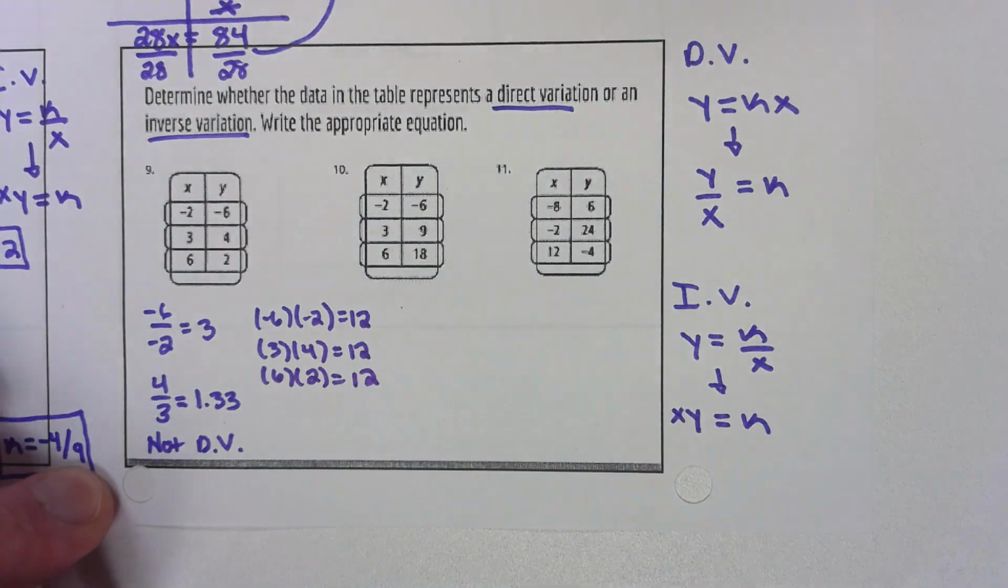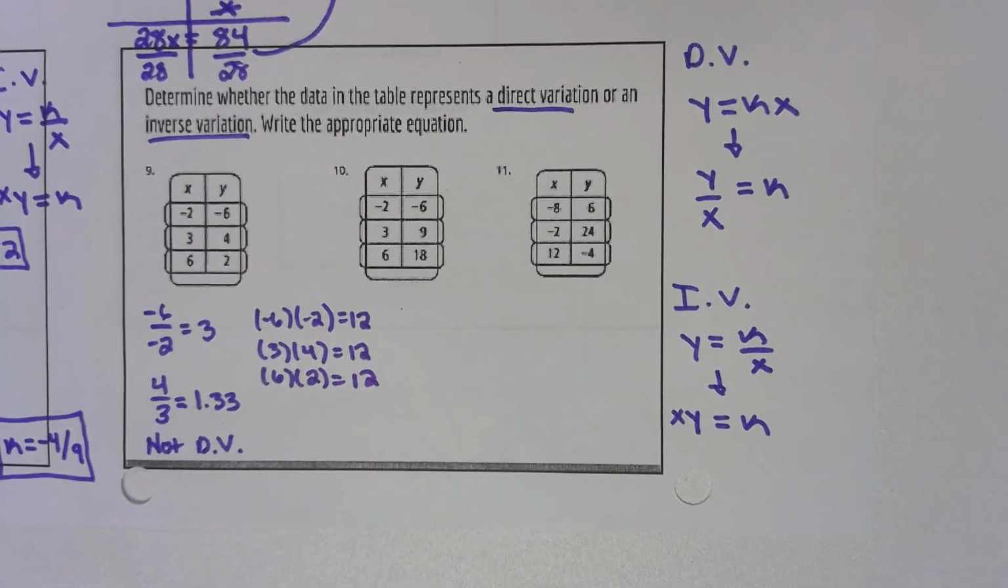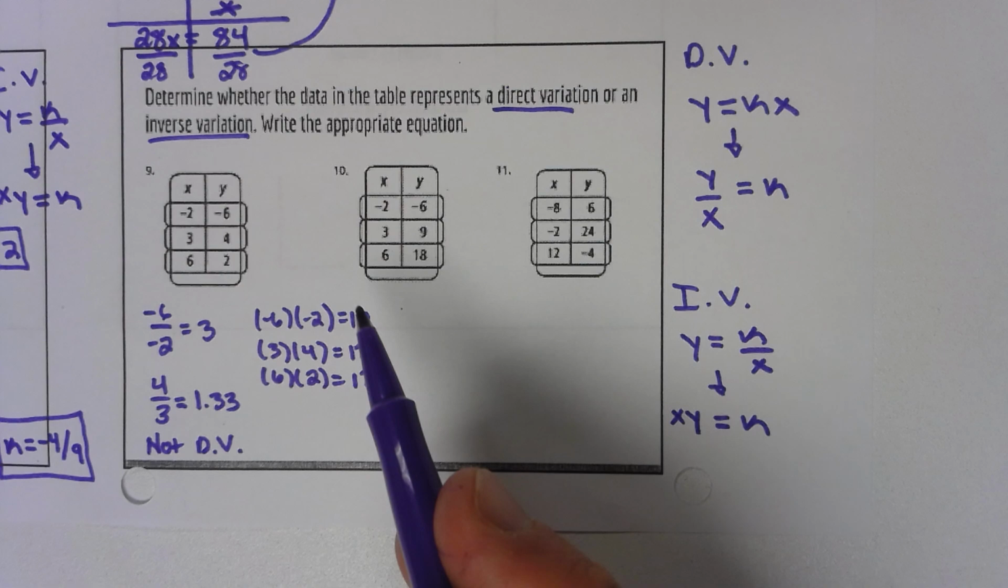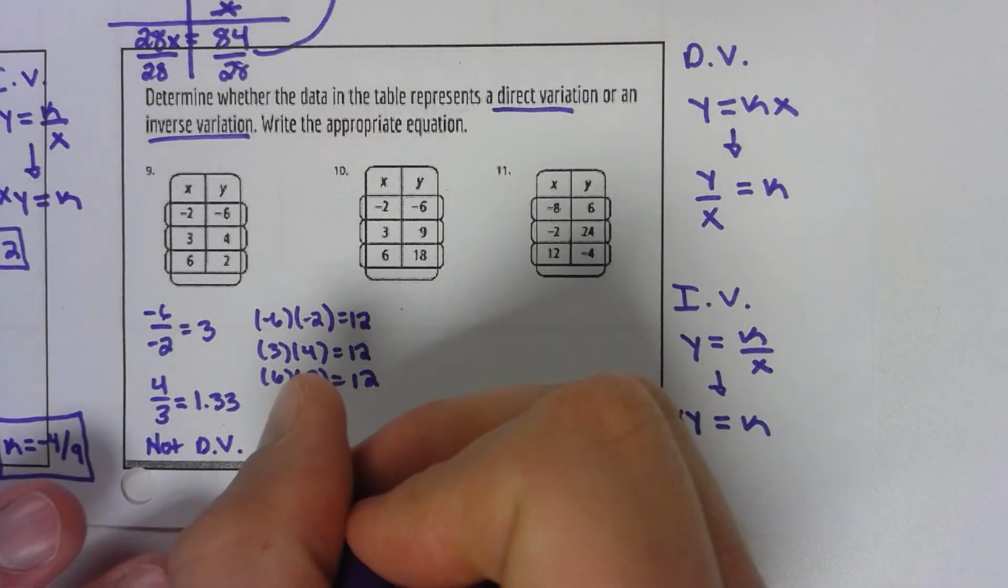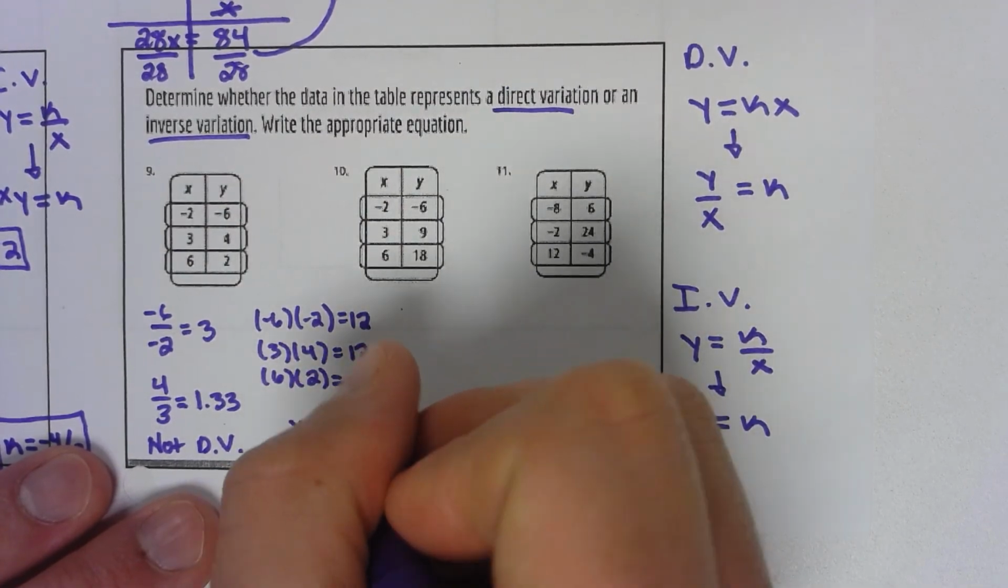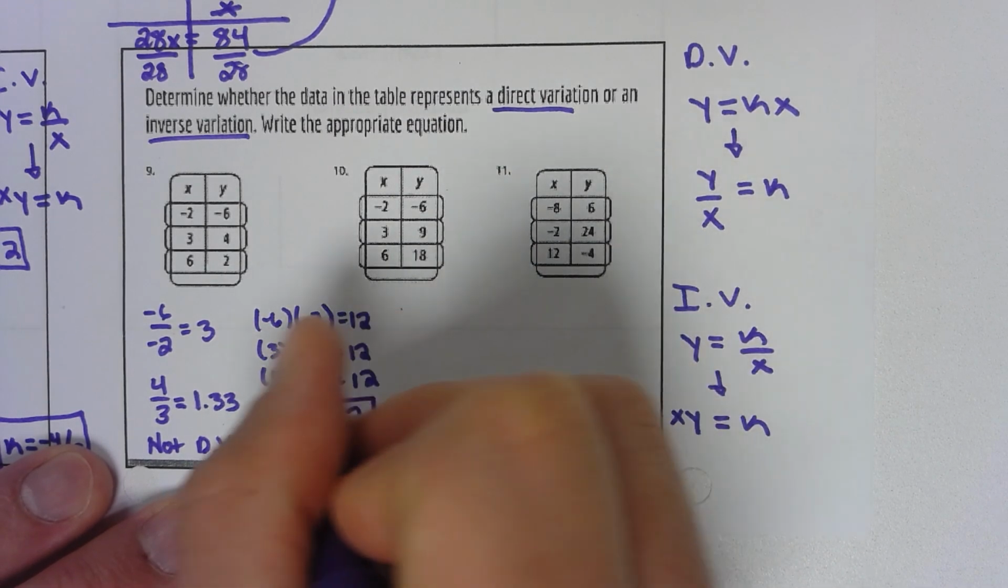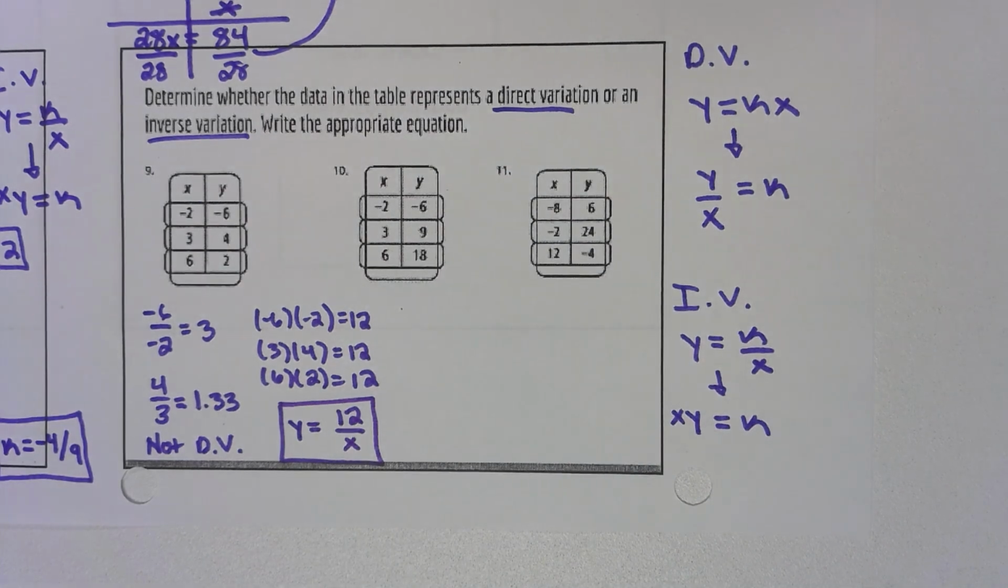So because every time we take an x and a y and we multiply them we get that same value of 12, this is going to represent inverse variation, where our constant is 12. And now we need to write the equation in its inverse variation form of y equals 12 divided by x.